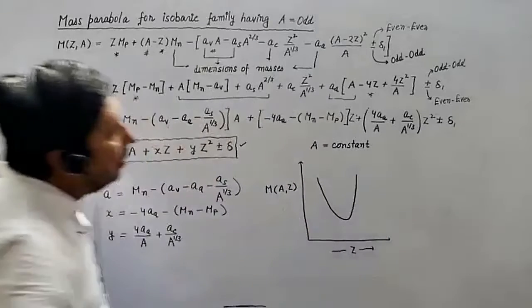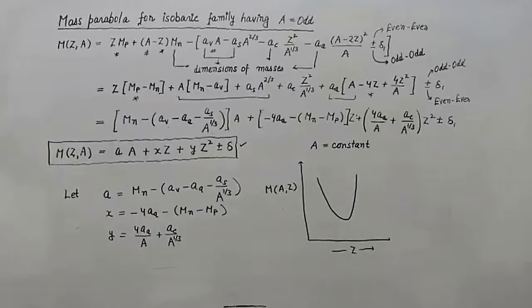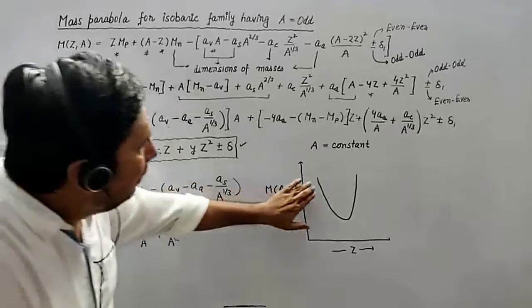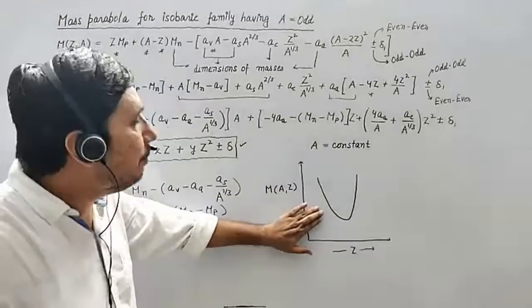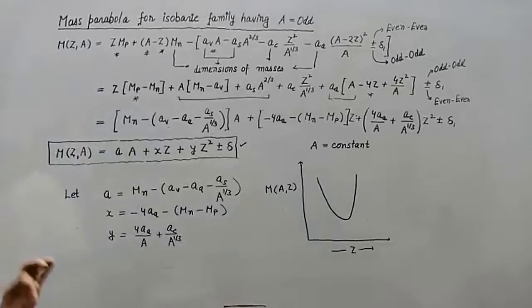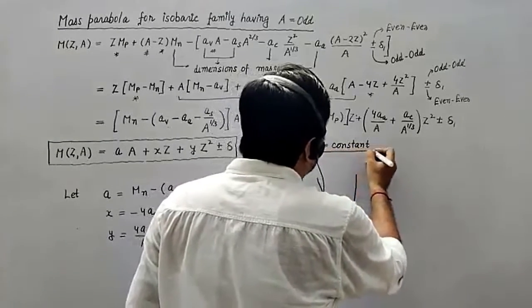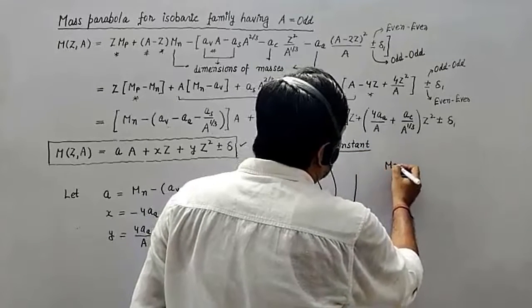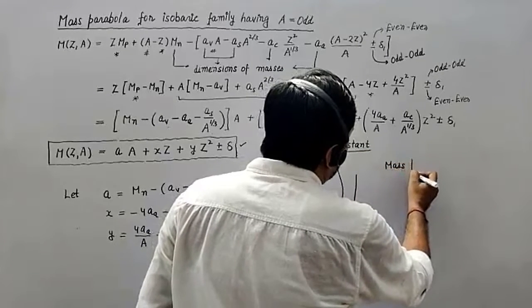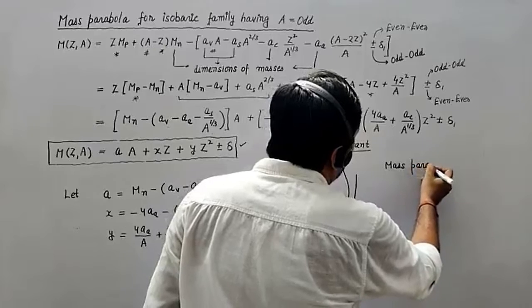We will have a plot like a parabola. If we plot this M(Z,A) as a function of Z, then we will find a parabola. This parabola is known as the mass parabola. You have to remember that here A is a constant. This type of parabola is known as the mass parabola.